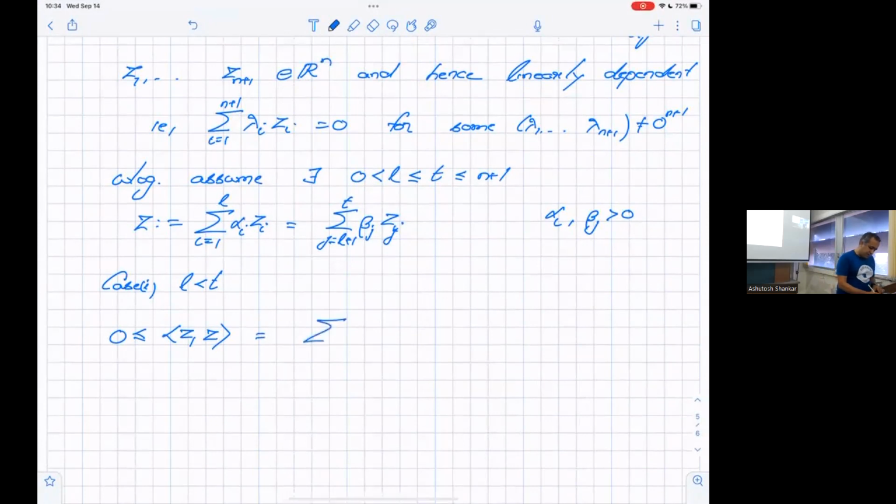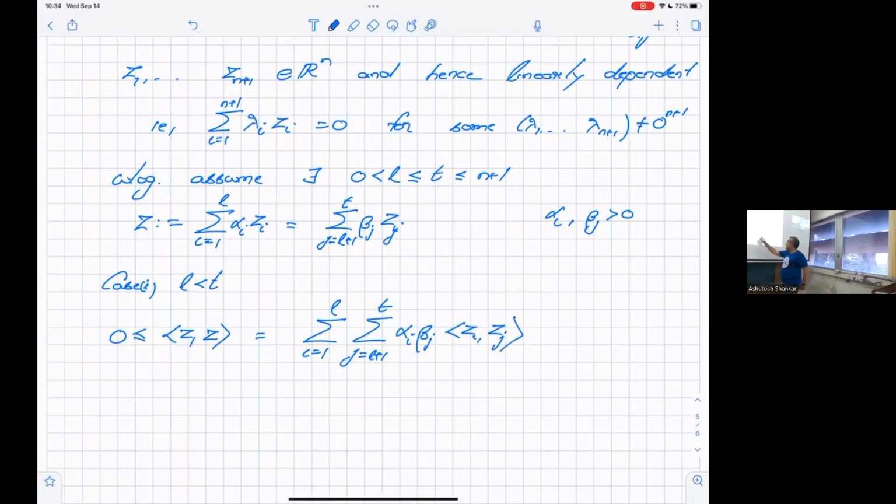This is the sum over i going from 1 to L, j going from L plus 1 to T, of alpha_i, beta_j, z_i, z_j. It's just this. And each of these inner products is negative, and these coefficients are positive numbers. Therefore, this is less than 0. That's a contradiction. So L cannot be less than T. So L has to be equal to T. All the signs should be the same. So then let's go to that.